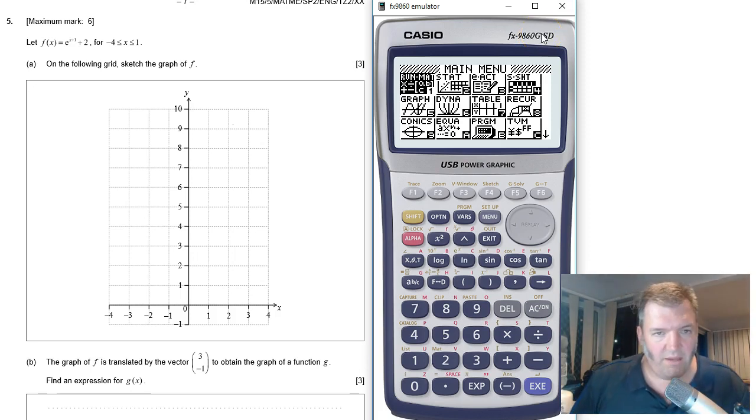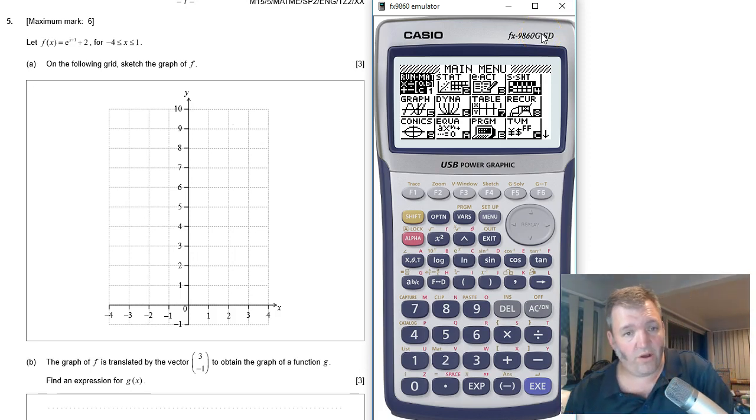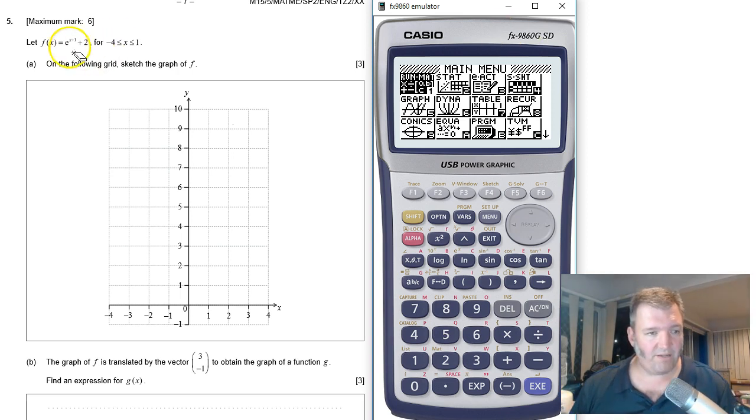Alright, here we go. May 2015, Paper 2, Time Zone 2, Question 5. f of x is e to the x plus 1 plus 2, defined over the domain x from -4 to 1 inclusive. Sketch the graph of f. Well, it's an exponential graph. You can do these pretty easily anyway.